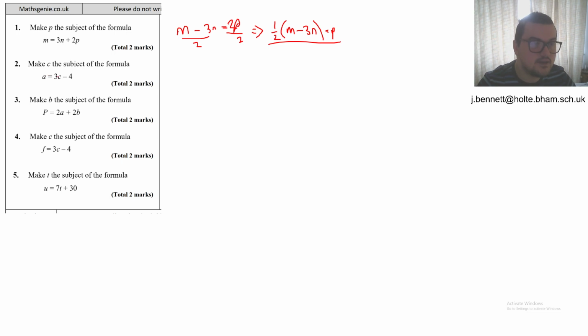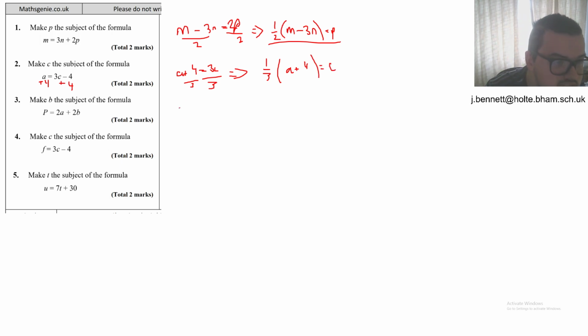Part B, make C the subject of the formula. We're going to add 4 to both sides. So a plus 4 equals 3c. Then we're going to divide both sides by 3. So we're going to get a third of a plus 4 equals c.